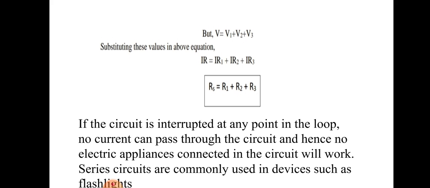तो क्या होगा? So if the circuit is interrupted at any point in this series loop, no current can pass through the circuit, and hence no electric appliances connected in the circuit will work. Because एक भी component अगर break हो गया तो पूरा electric circuit जो है वो break हो जाएगा. Okay? The series circuits are commonly used in devices such as the flashlight.